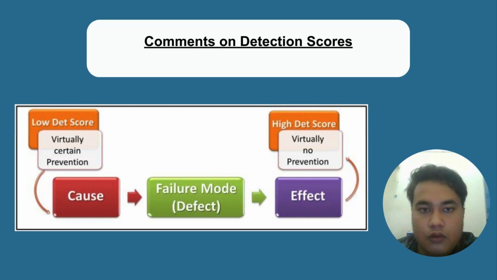Then we're going on to comment on detection scores. High detection scores imply that we will not easily catch the existence of a failure cause until after the resulting failure mode creates a failure effect. Usually, this means that we detect the effect at the end of the line, or even worse, our customer finds it. A very low detection score generally implies that you can catch the cause before it creates the failure mode.